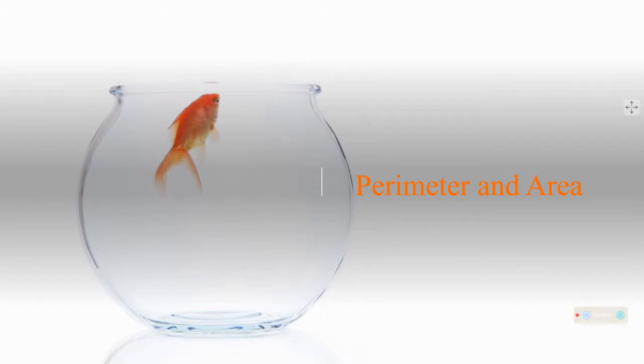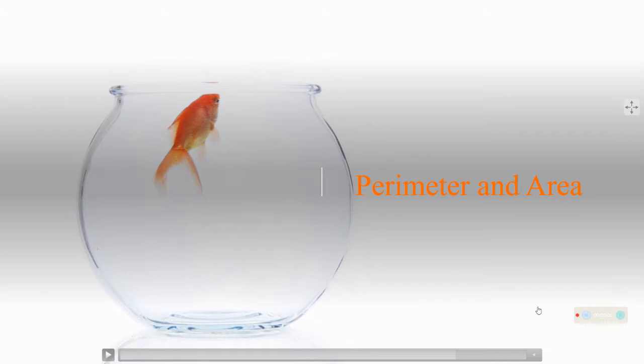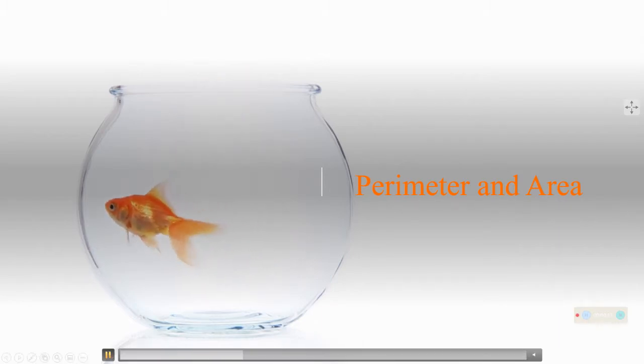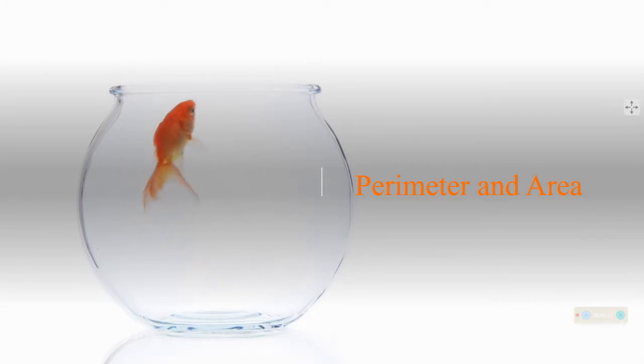Dear students, we are going to learn about perimeter and area in this chapter. The terms perimeter and area are not new for you. You have come across these terms in your earlier mathematics studies, where you have an idea that perimeter is the length of the boundary of a figure. The fish has got its own boundary here. It cannot go beyond that boundary.